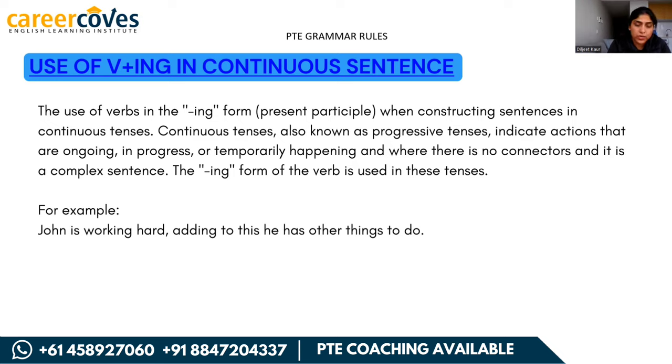In between there can be a fill-up after a comma, maybe. So you have to put a verb with ing over there. It's very obvious, but many people struggle here. They just put the second form, sometimes a noun, first form, second form. It should not be that. It should be a verb with ing over there. This is part of the continuous sentence. So whenever you see, for example, John is working hard, comma, adding to this, he has other things to do. So adding is a verb with ing. It is a progressive tense, so we have to put a verb with ing after the comma.